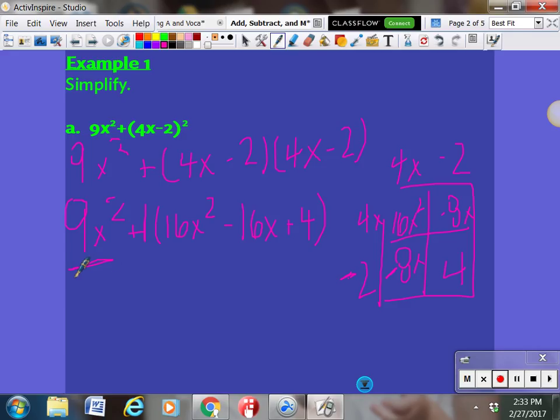So my like terms are 9x squared and 16x squared, which makes 25x squared. I don't have a like term with negative 16x, so I'm just going to write negative 16x, and then I have plus 4. So my answer is going to be 25x squared minus 16x plus 4.